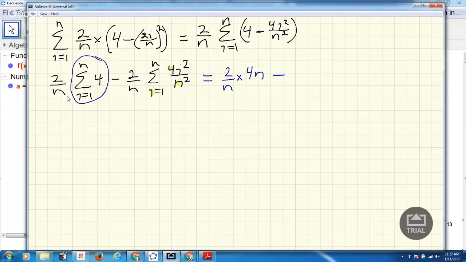minus, I'm pulling out the 4 over n squared, and I already have a 2 and an n. So I'm going to have minus 4 times 2 is 8. n times n squared is n cubed. So there's going to be an 8 over n cubed on the outside. And that leaves me on the inside of this last summation just an i squared.